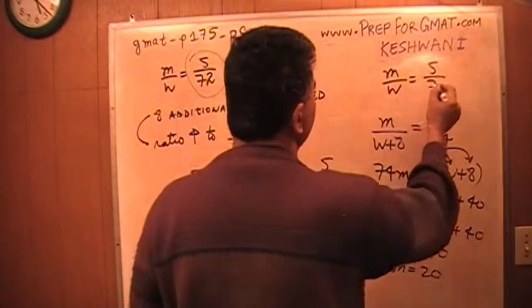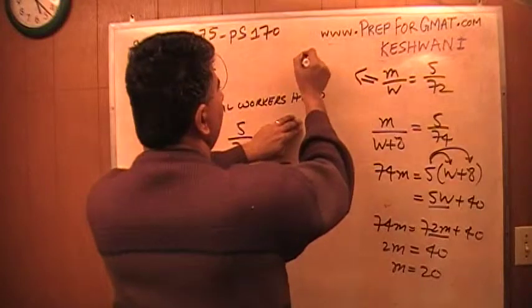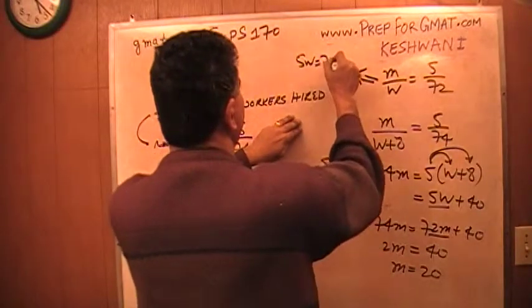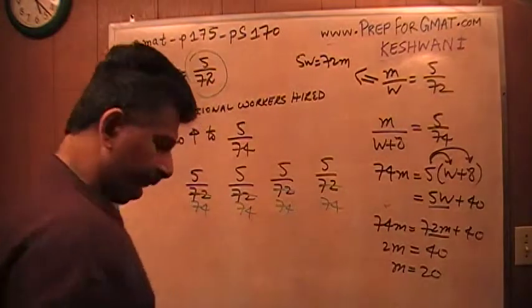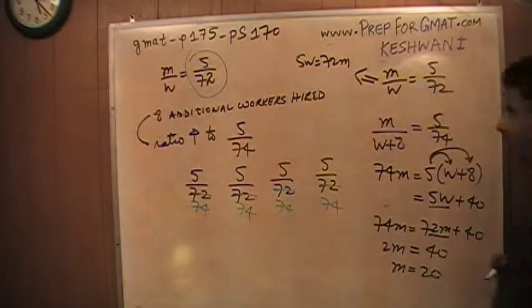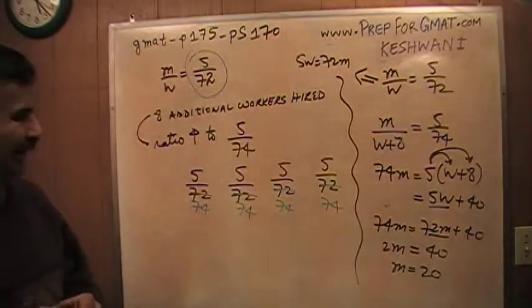This equation implies that if I were to cross multiply, 5w equals 72m. That's all there is. That's all she wrote. That was the classical work.